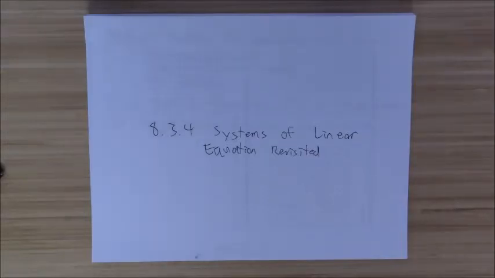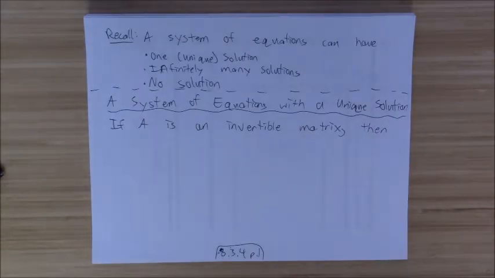In this video, we revisit systems of linear equations and solving them using inverses. So we should recall that a system of equations can have one unique solution, infinitely many solutions, or no solutions. We saw this back in chapter 7, and then we revisited it in section 8.1 as well.